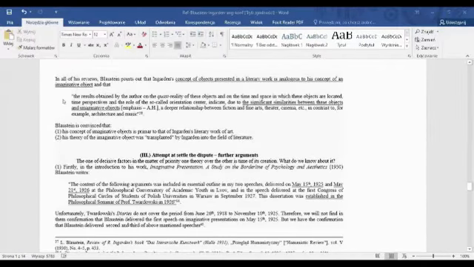In all of his reviews, Blaustein points out that Ingarden's concept of objects presented in a literary work of art is analogous to his concept of an imaginative object, and that the results obtained by the author on the quasi-reality of these objects and on the time and space in which these objects are located, time perspectives, and the role of the so-called orientation center indicate, due to the significant similarities between these objects and imaginative objects, a deeper relationship between fiction and fine arts, theater, cinema, in contrast to, for example, architecture and music.